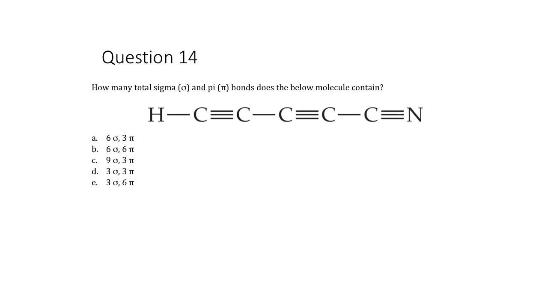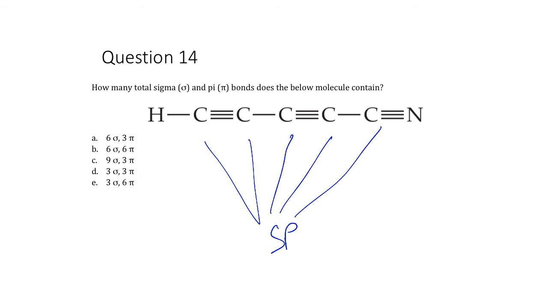Sigma and pi bonds. And so the idea here is we could look at the hybridizations of each of the carbon atoms here. So all the carbons here are going to be sp hybridized. Why are they sp? Because they're all linear. So they should have an sp orbital pointing in each direction. The sp orbitals overlap with each other.